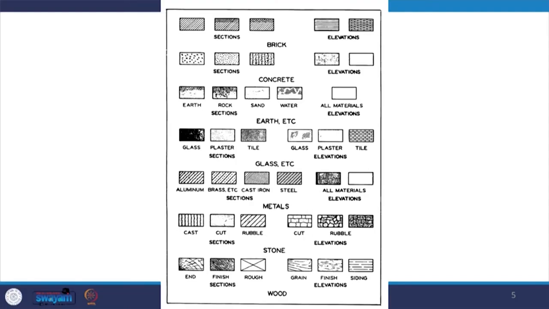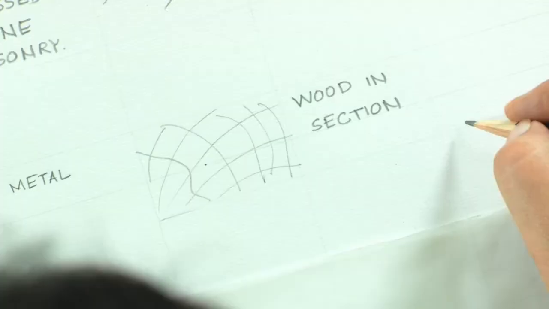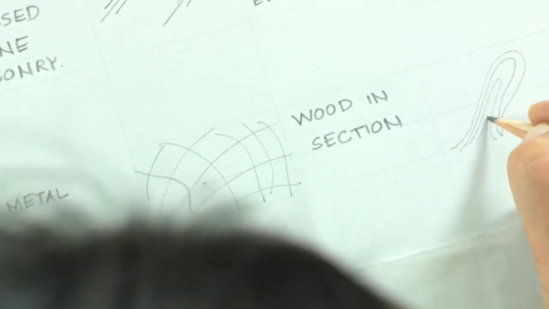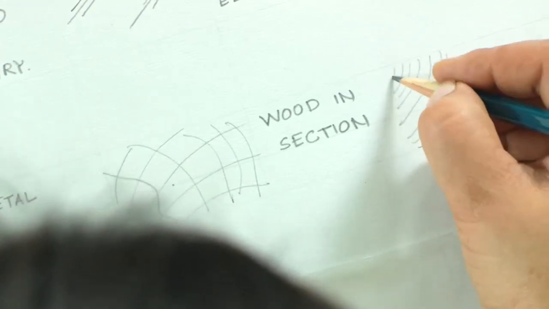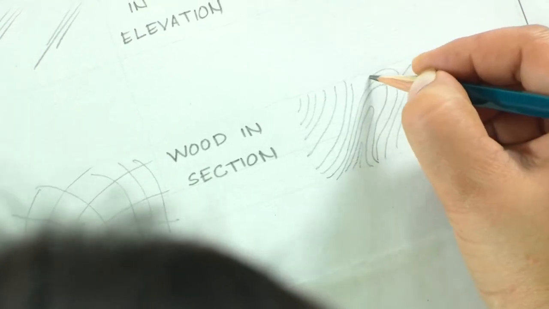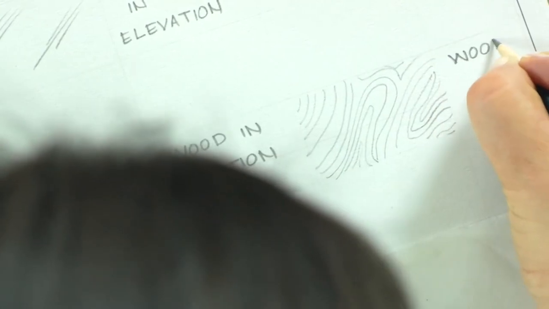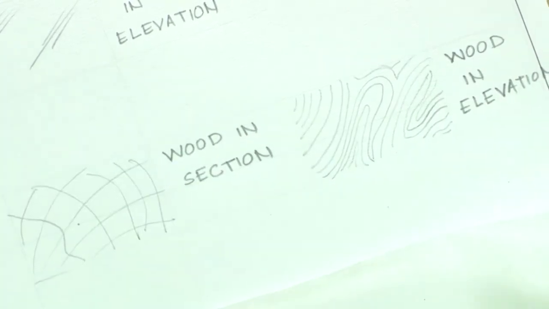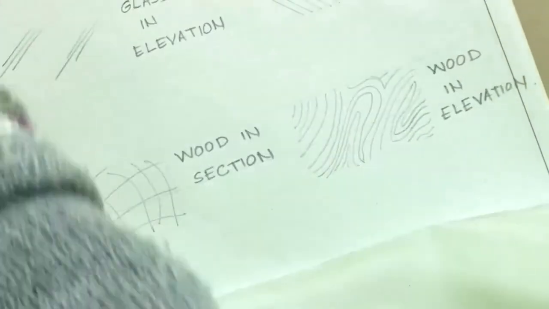Suppose we have wood in section. If there is wood in section, then we would only use a section representation. If the wood is being cut, you would only see odd styled lines coming, and this is what we use as wood in section. If there is wood in elevation, then you would see grains like this if it is a seasoned wood. So you have to make some representation for seeing the grains in wood. That's wood in elevation. So these are most of the different materials that you would be using.